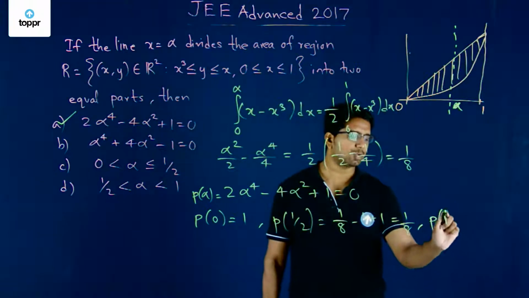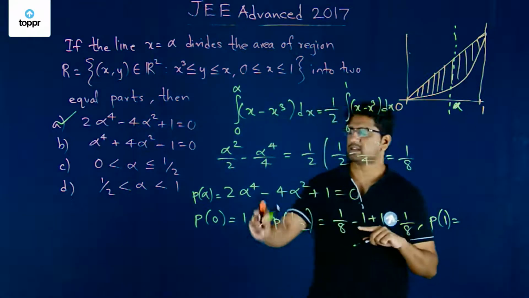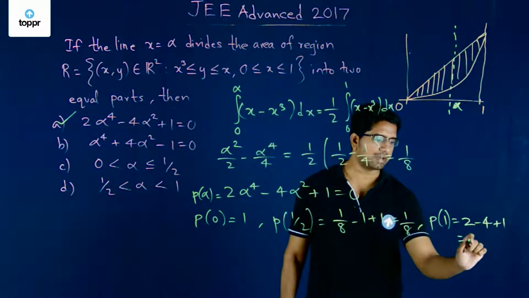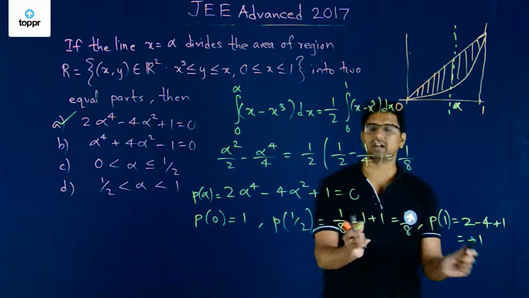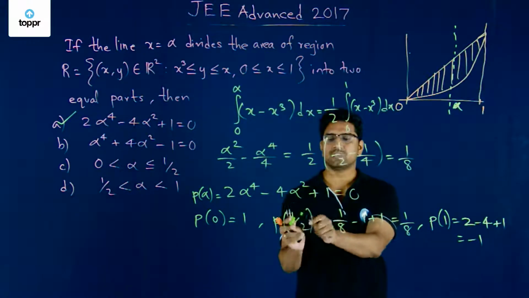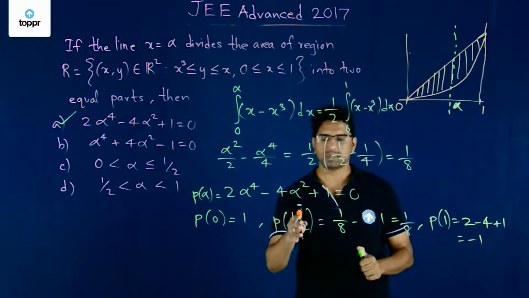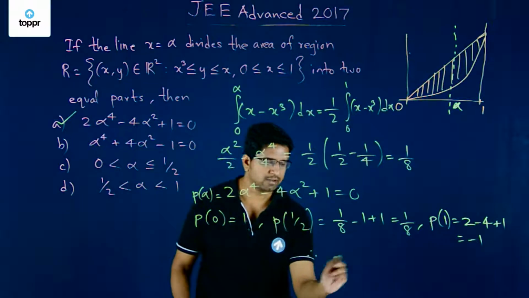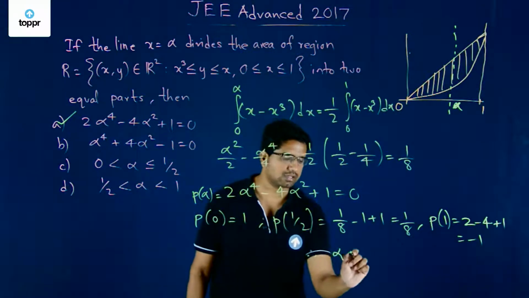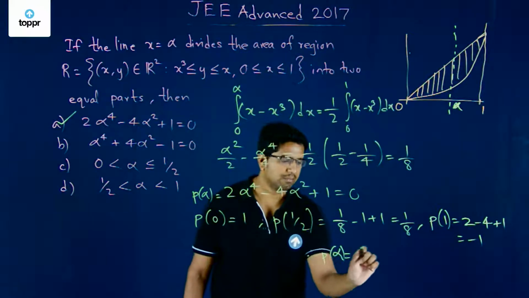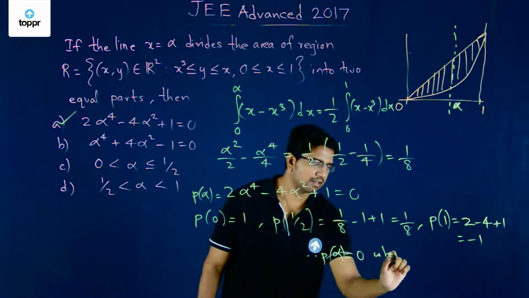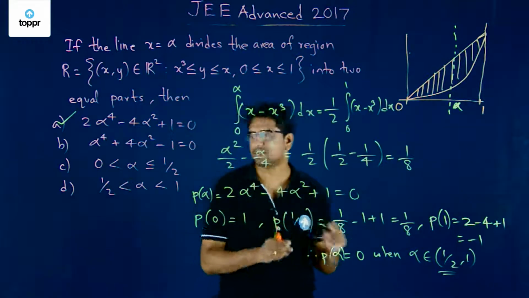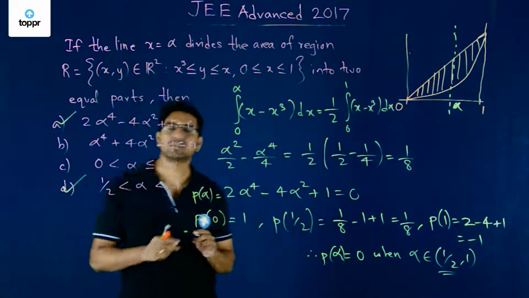Now let's see what happens to p of 1. If you put p of 1, then it's clear that this is 2, and then we have minus 4 here and plus 1 here, so it is equal to minus 1. Now you can make use of the intermediate value property, because p of half was positive, but when you put alpha equal to 1, it is negative. Which means p of alpha becomes equal to 0 when alpha lies in the interval half to 1. We are making use of the intermediate value property, and option D is also true.